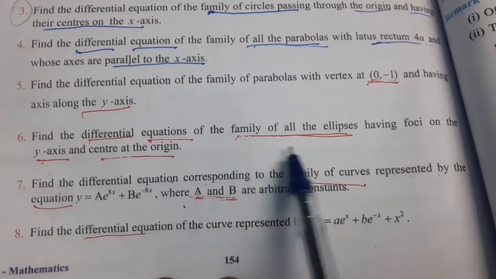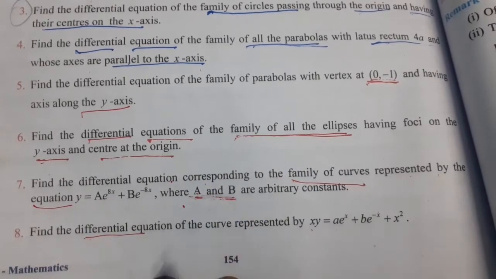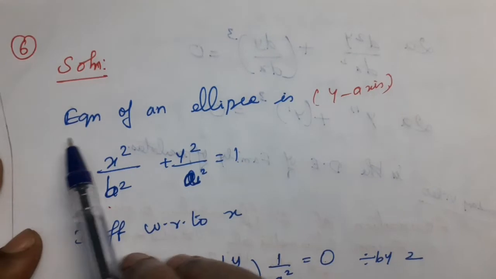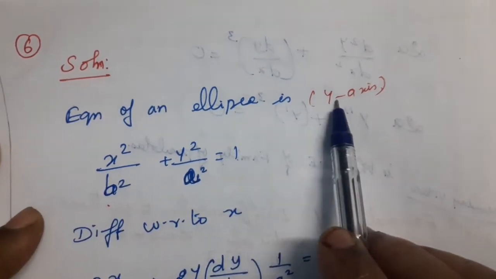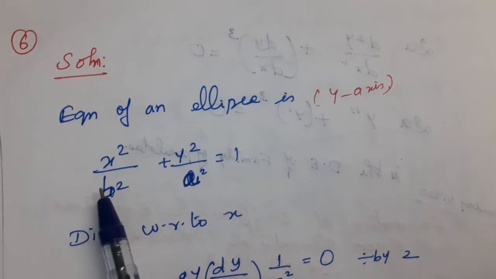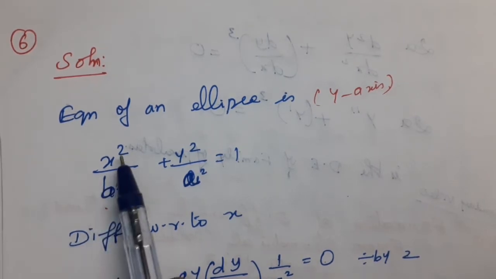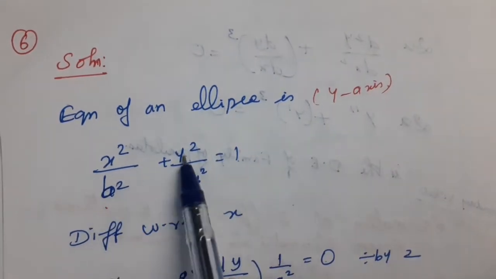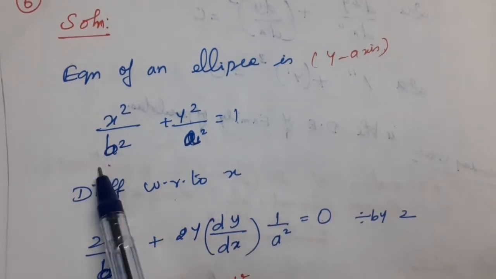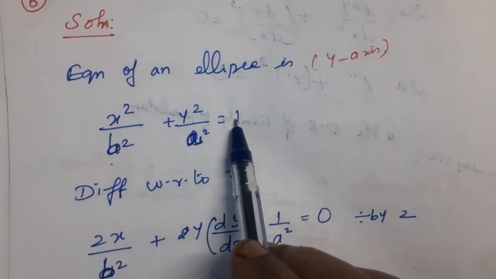So we are going to find the differential equation for the family of ellipses. The equation of the ellipse with foci on the x-axis is x square by a square plus y square by b square equal to 1. But the equation of the ellipse with foci on the y-axis is x square by b square plus y square by a square equal to 1.